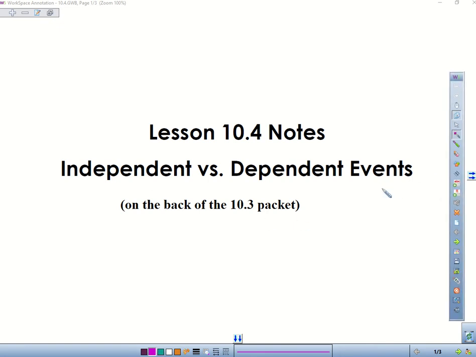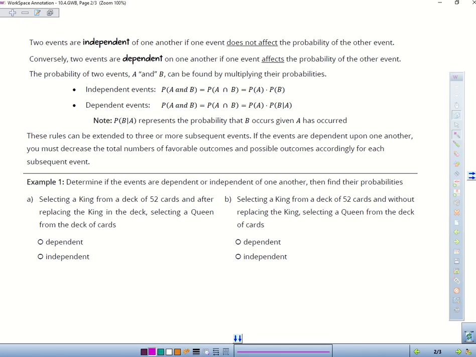Alright, so today we are going to be talking about lesson 10.4, which is independent versus dependent events. Telling whether two events are independent or dependent is really essential for determining how we calculate their probabilities. So I'm going to show you the tools you need to be able to identify these two things.